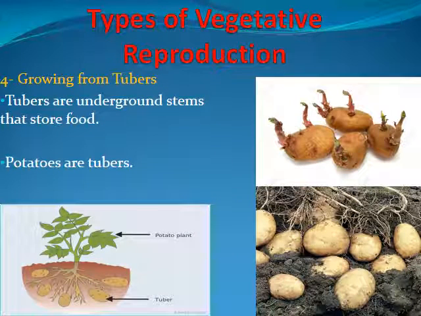Moving to the fourth type, which is growing from tubers. An example of a plant that can grow from tubers is, yes, Adam? Potatoes. Tubers are underground stems that store food. An example of tubers is the potato plant. They grow underground and store food. As shown in this figure, they are tubers that grow underground and store food in order to give us the potato underground. Excellent. This is the weekly review for grade 6. Thank you.